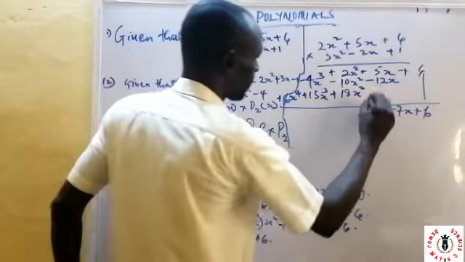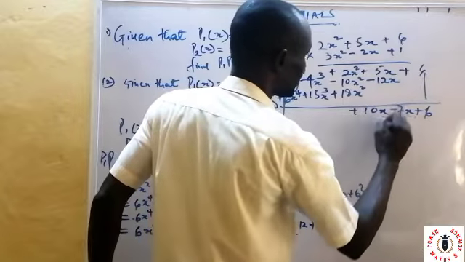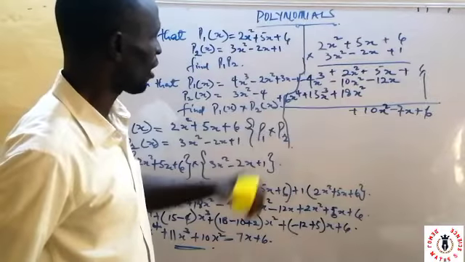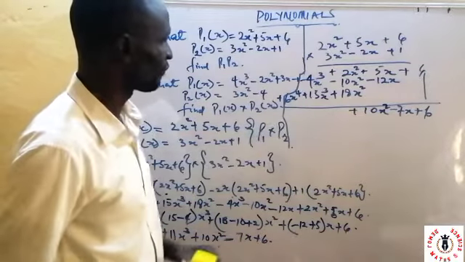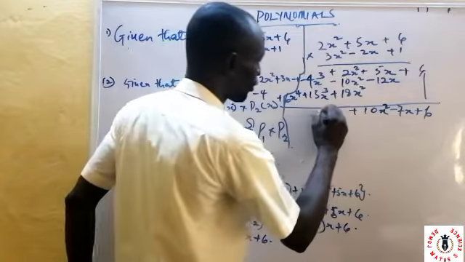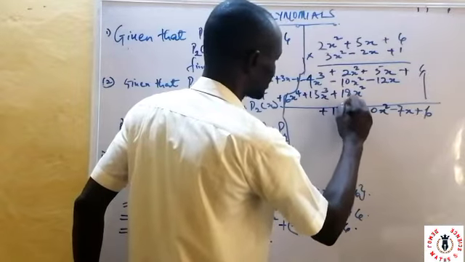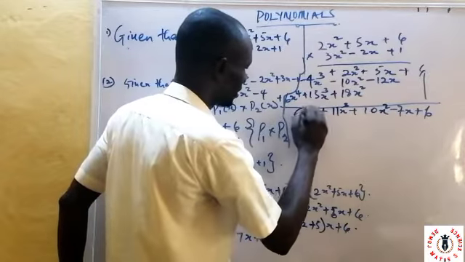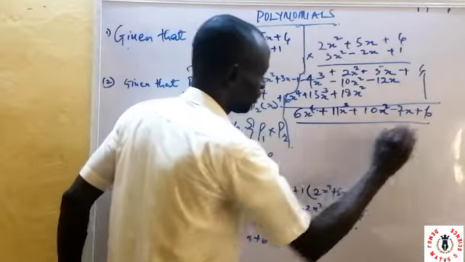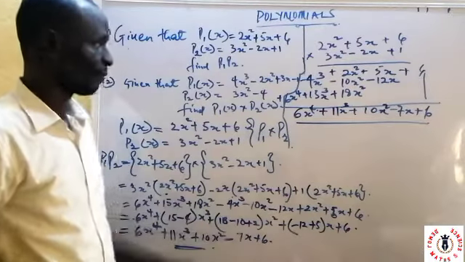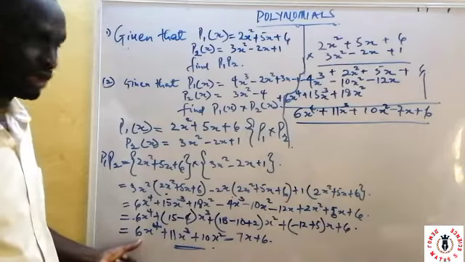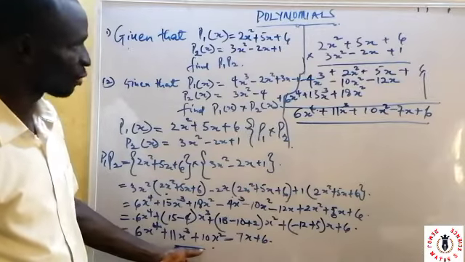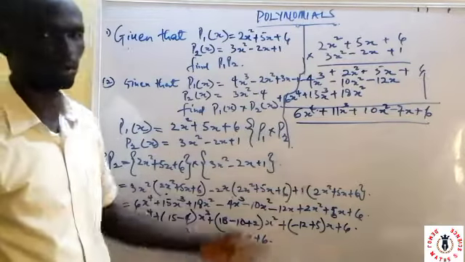That's obviously plus 10x squared. And minus 4x cubed plus 15x cubed, that's plus 11x cubed. And lastly, we have plus 6x raised to the power 4. Our results should be the same thing. If you watch, you have the same thing: 6x raised to the power 4 plus 11x raised to the power 3 plus 10x squared minus 7x plus 6.